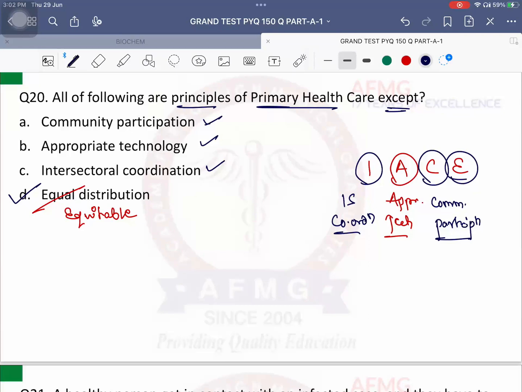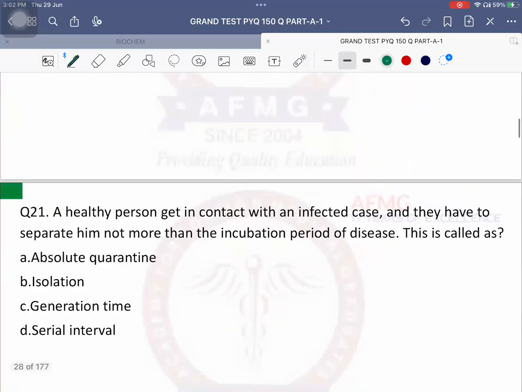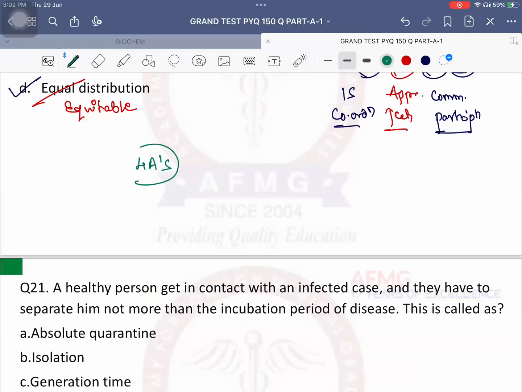So the answer should be option D. That is not equal, but rather equitable distribution. And what are the 4 A's, anybody? 4 A's of primary healthcare were given in which conference?